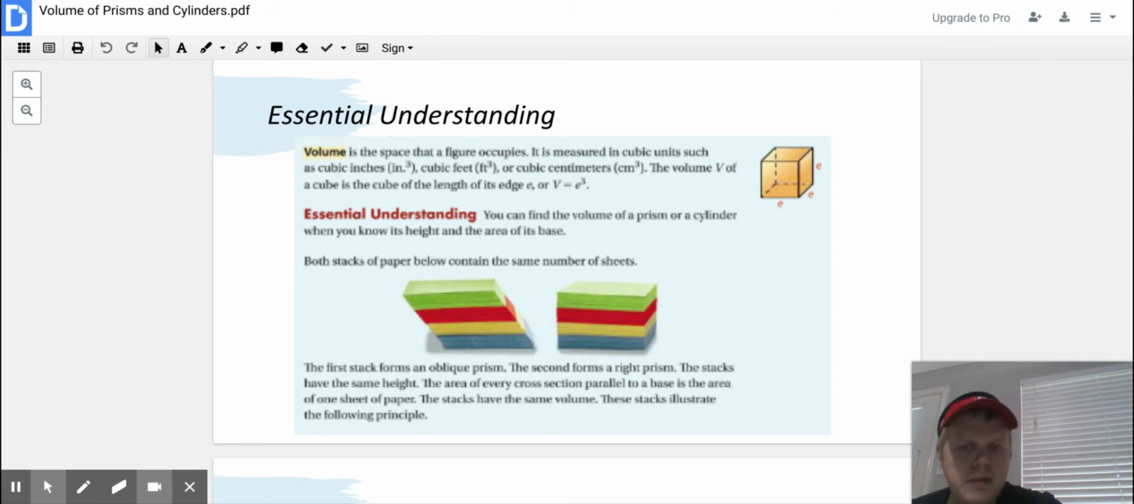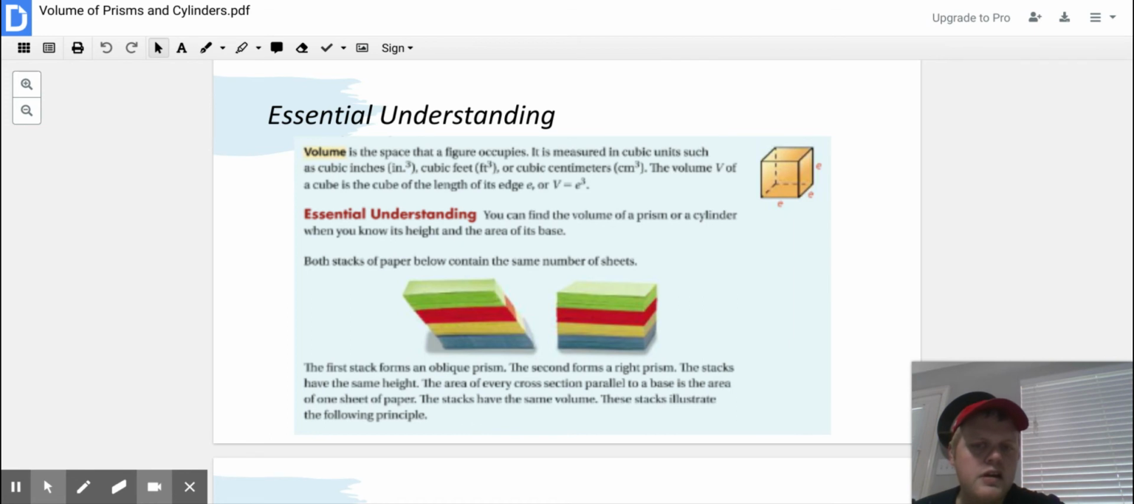Both stacks of paper below contain the same number of sheets. The first stack forms an oblique prism, and the second forms a right prism. The stacks have the same height. The area of every cross section parallel to a base is the area of one sheet of paper. So the stacks have the same volume. These stacks illustrate the following principle.